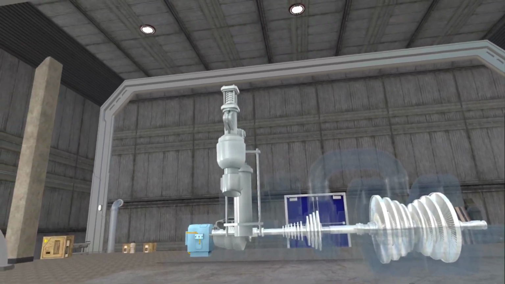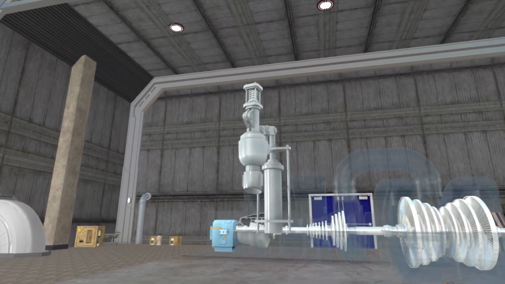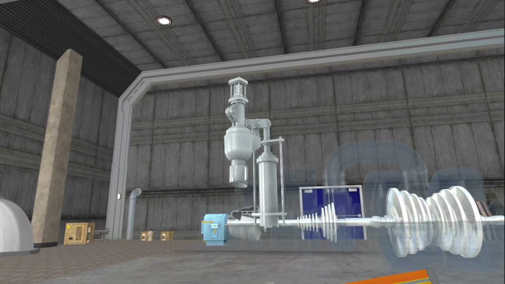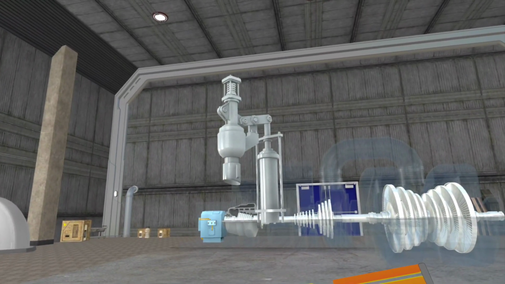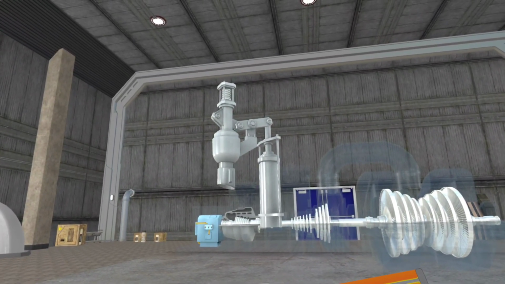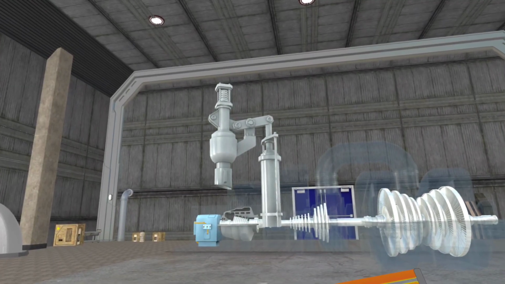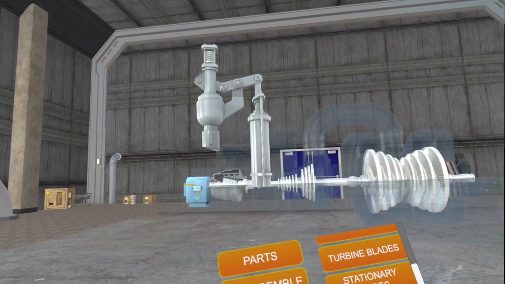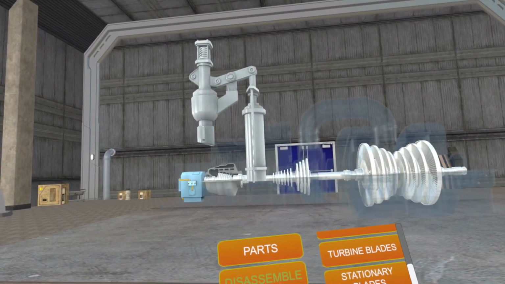To maintain a constant turbine speed, the governing system uses steam control valves. If the turbine rotation speed tends to go higher, the control valve automatically reduces the steam flow rate to the turbine and vice versa.